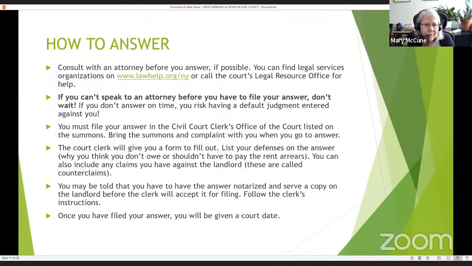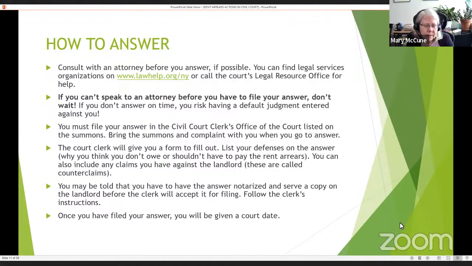But if you can't, file your answer. Do not wait. If you do not answer on time, they might enter a judgment against you, because if you do not answer within a certain time frame, the court will assume that you agree with the allegations and you don't want to fight the case. And so they'll give the person that sued you whatever they want, whatever they say you owe.